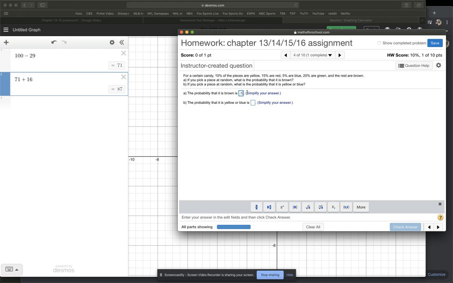Well, what do we want next? We want the probability that it is yellow or blue. Well, let's see here. 10% are yellow, 5% are blue, so that's 15% total, or 0.15.